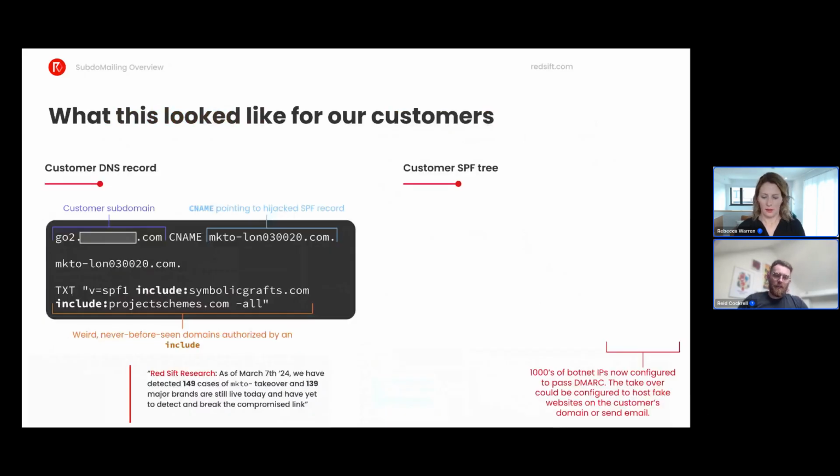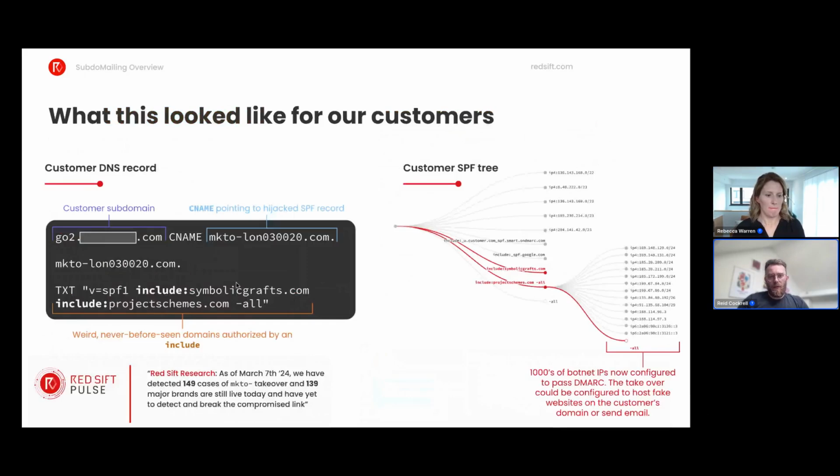Sorry, Reid. No, that's okay. So what we've got here is an example of a customer's DNS record, which we have anonymized, but you can see there's a customer subdomain at the beginning on the left-hand side. And then you've got a CNAME record, which is pointing to this hijacked SPF record. What that leads to is this section underneath here, which is this really quite strange, never before seen domain that has been authorized by that include. And on the right-hand side, you can see this in an SPF tree.